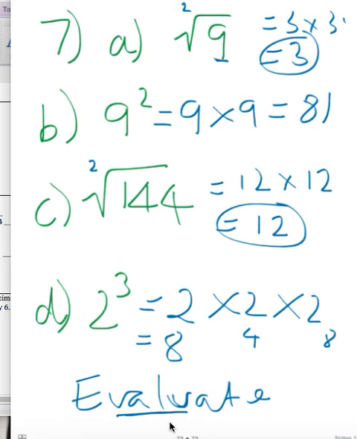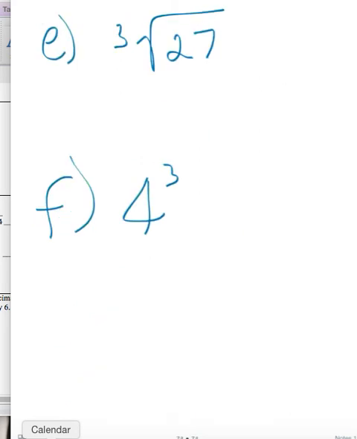Sorry that it's lagging a little bit. All right, let's try E and F. Okay, with E, we notice that instead of the square root, we now have the cube root. There's a little 3 out here. So that little 3 is telling us a number times itself 3 times to give us 27. And what can that number be?